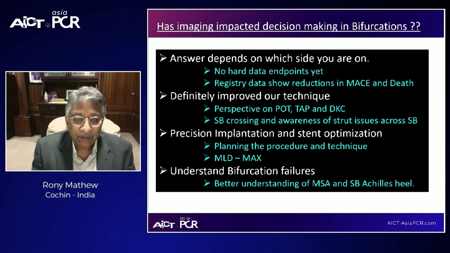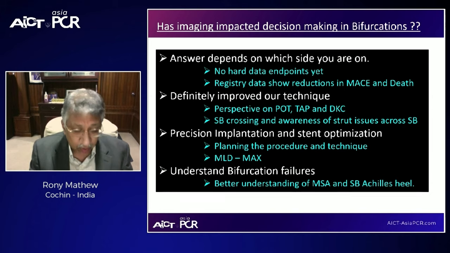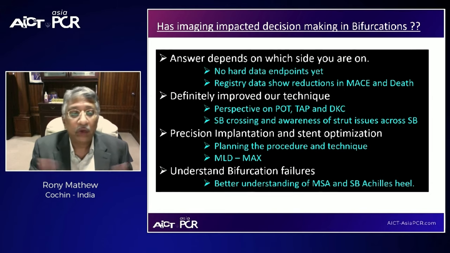So to conclude, how has OCT imaging impacted decision-making in bifurcation? I think the answer depends on which side you are on, whether you do imaging or not. Though we have no hard endpoints, we have the OCTOBER trial that's coming. There's some registry data to show reduction in MACE.